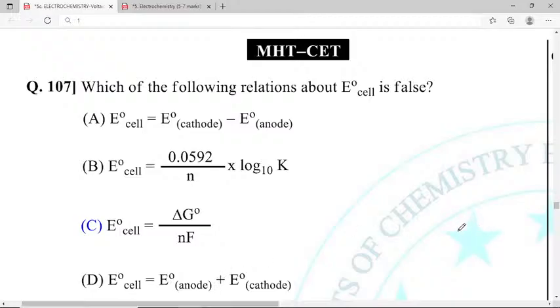Next question. Which of the following relation about E naught cell is false? So cathode minus anode correct है. E naught cell equals 0.0592 by n log to the base 10 correct है. E naught cell equal to del G, नाही, wrong झालंय. Minus del G by nF, असं मायनस. Okay, so this is the false statement. आणि E naught cell anode plus cathode correct है.